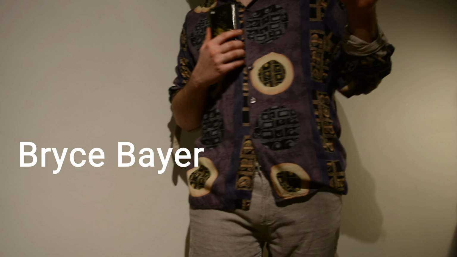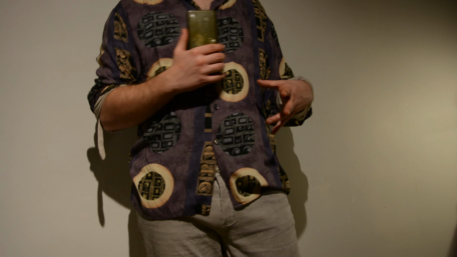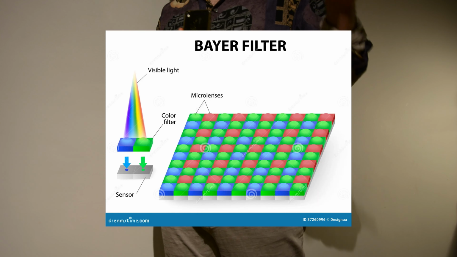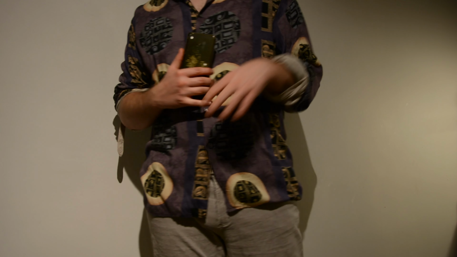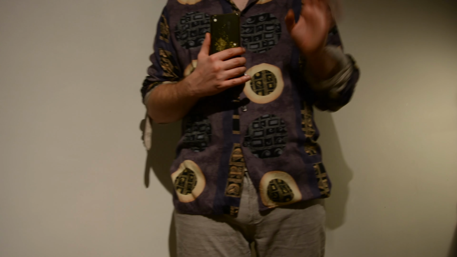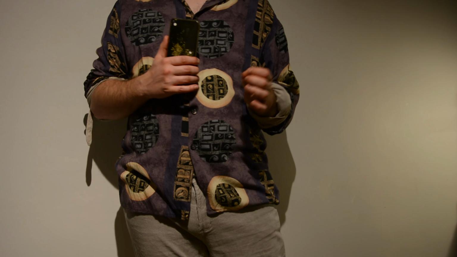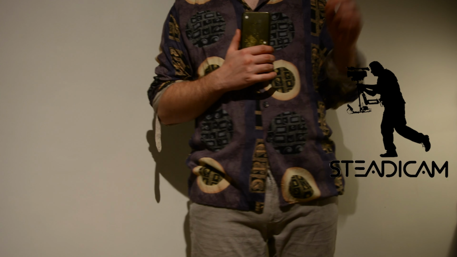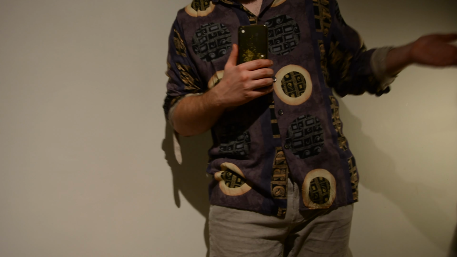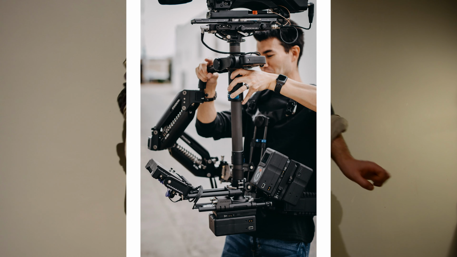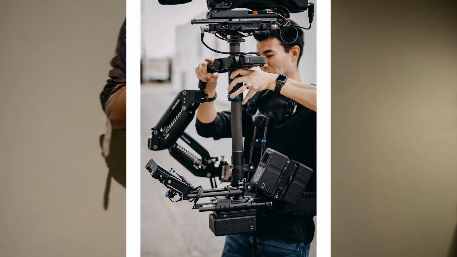In 1975, Bryce Bayer of Kodak developed the Bayer filter mosaic pattern for CCD color image sensors. The pattern consists of RGB squares. A year later, 1976, the Steadicam was introduced. For all of you that don't know, a Steadicam is a stabilizer mount on your camera that stabilizes the image.